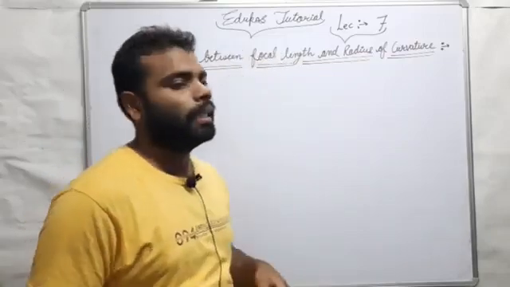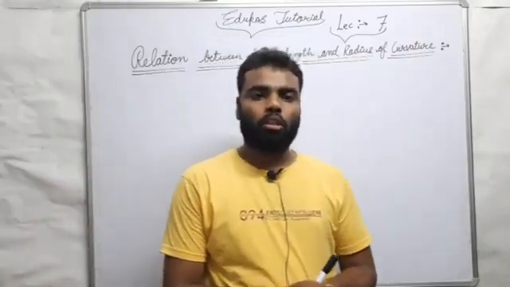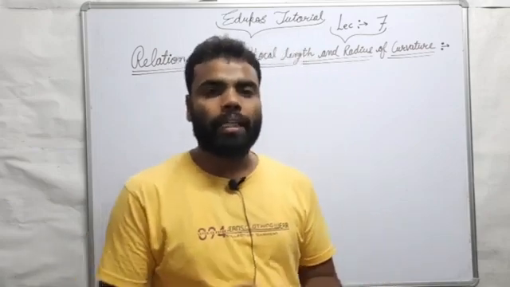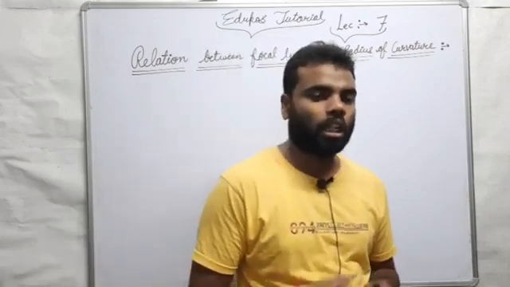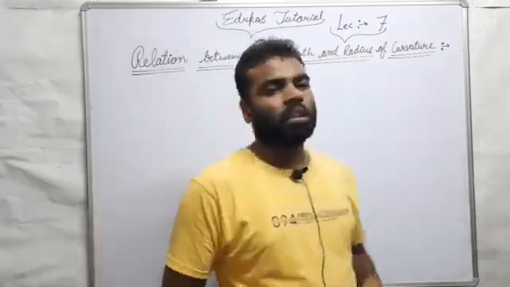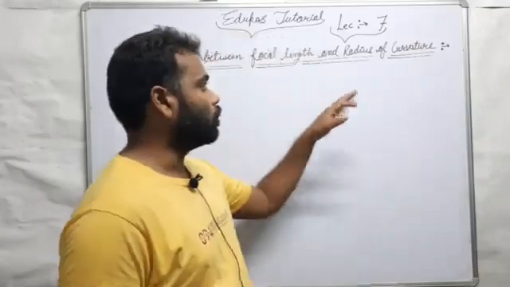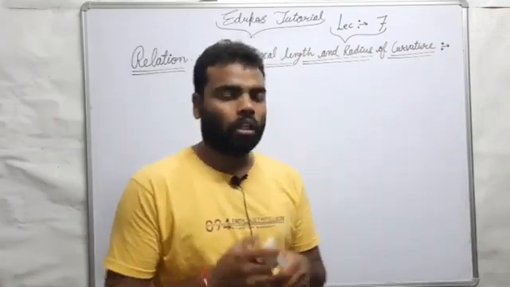Today we are going to discuss the relation between focal length and radius of curvature. We have earlier discussed the topic of reflection of light, and we have also discussed plane mirrors and spherical mirrors. Now we are going to derive a relation between the focal length and radius of curvature. For this we will draw a diagram.